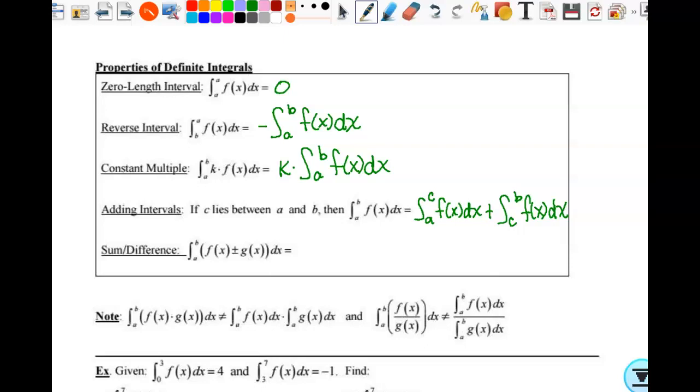All right, so notice we can take 2 integrals and add them together. But if inside of an integral I have 2 functions that are either added or subtracted together, I can split that as well. So this can go from a to b, f of x dx, plus or minus, depending on what's going on, the integral from a to b of g of x dx.